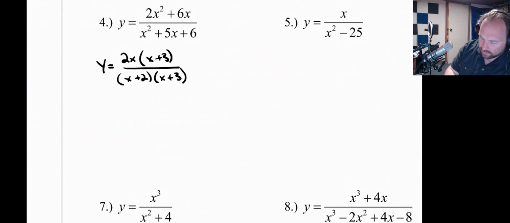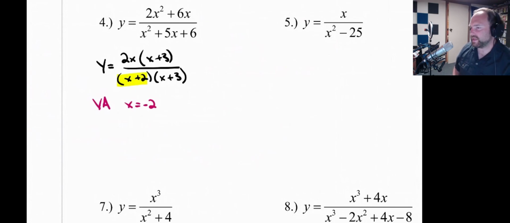So as far as our vertical asymptote, there's going to be a vertical asymptote at x equals -2. That will cause the bottom of the fraction to be 0, and that is not repeated on top. There's going to be a hole at -3.